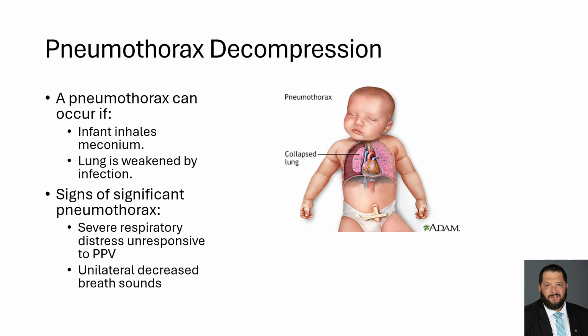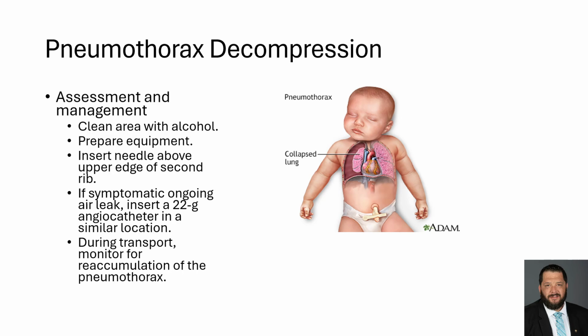Pneumothorax is a complication of childbirth that can result if the infant inhales meconium or if the lungs are potentially weakened by infection. In any case, treatment of pneumothorax is the same as if it were a traumatic pneumothorax or a spontaneous pneumothorax. Signs of significant pneumothorax are going to be severe respiratory distress that's unresponsive to positive pressure ventilation with unilaterally decreased breath sounds. For a tension pneumothorax or a pneumothorax in the state of resuscitation of the newborn, we're going to want to decompress.